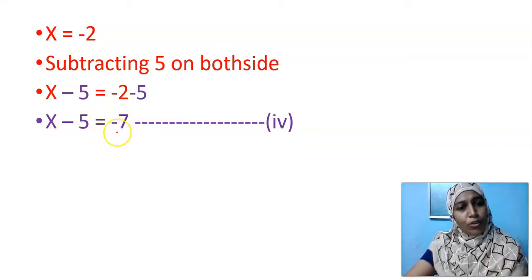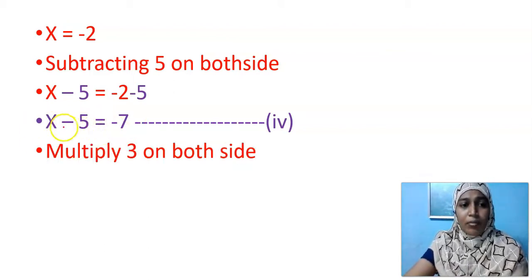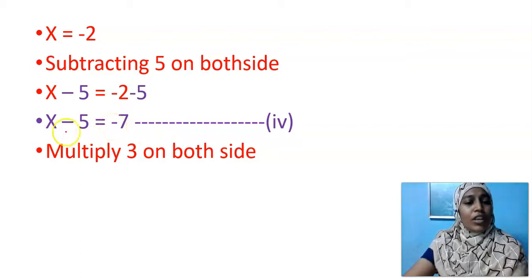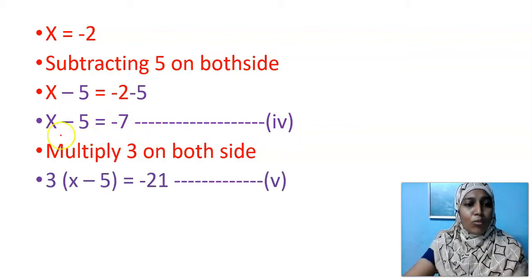Now what can I do? You can say multiply or divide as you wish. Okay, it is not compulsory, but make it a habit to have the continuity from the previous equation. Okay, so x minus 5 is equal to minus 7. And I am going to multiply 3 on both sides.